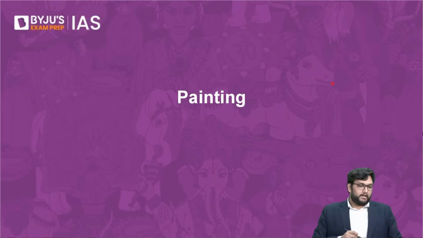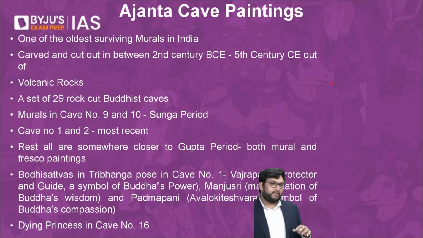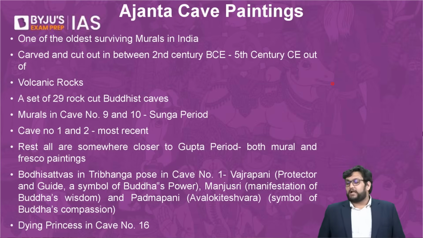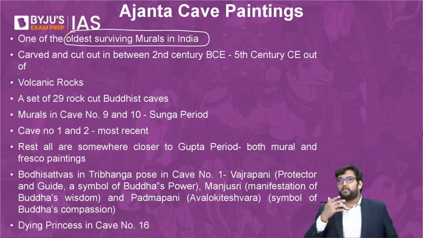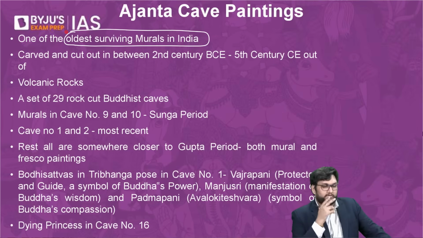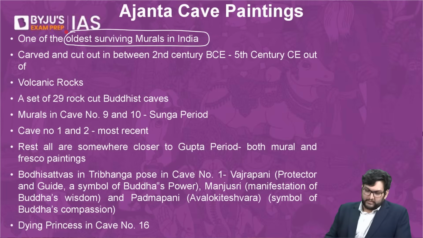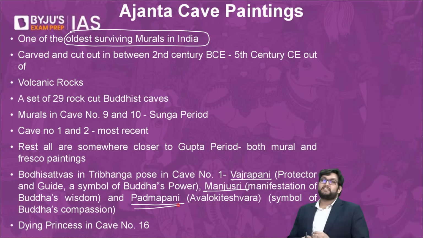Now, the first proper painting which we saw in the form of murals or cave paintings, other than prehistoric paintings, comes from Ajanta. We already know it is the oldest surviving mural tradition in India, and the oldest Buddhist caves also. You have multiple images of bodhisattvas or Buddha. For example, you have Vajrapani, Manjushri, and Bodhisattva Padampani, all in cave number 1, which is considered very, very important.